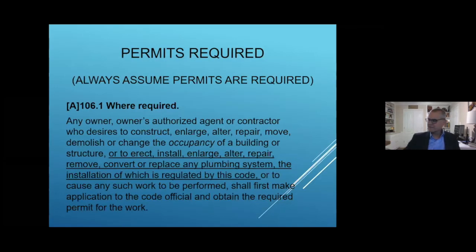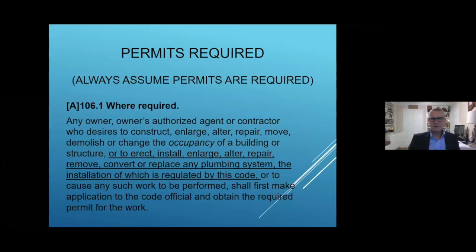So again, we're trying to navigate the system of permitting, plan review, and inspections. It starts with the permitting process. I made a note up front, always assume that permits are required. I know you should never assume, but in this case, it makes good sense. And in about 4 or 5 slides, I'll tell you why it makes good sense.